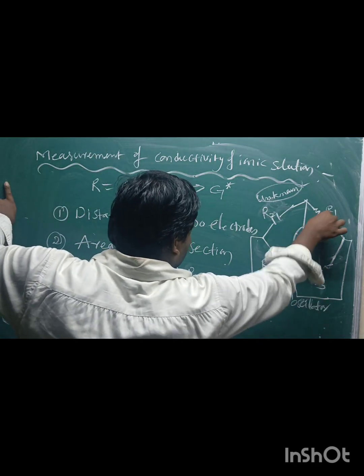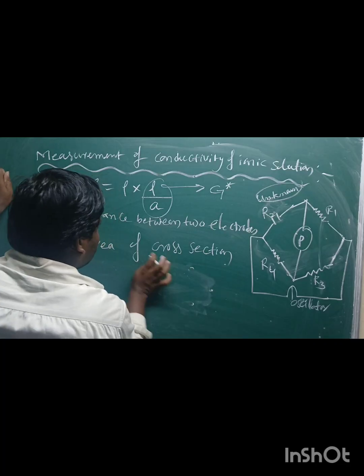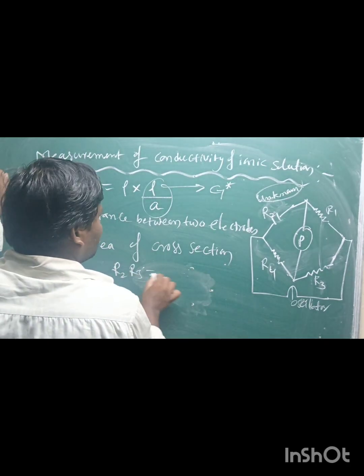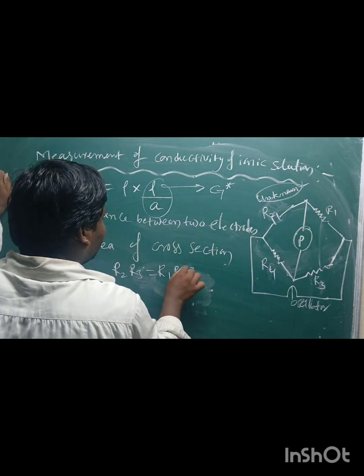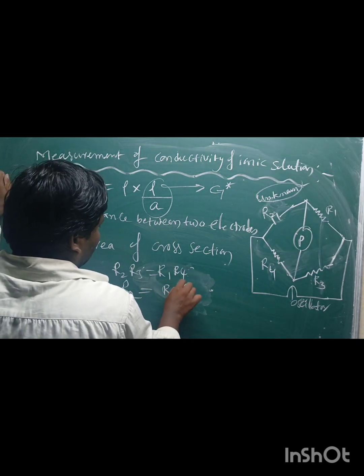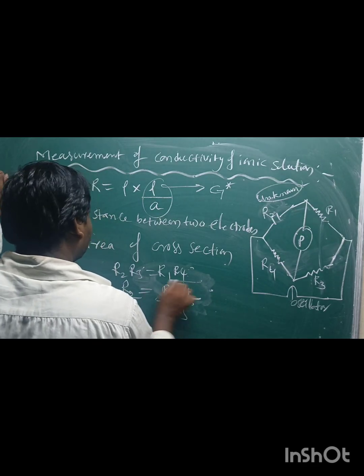Opposite ones are multiplied, these two, R1 into R4. R2 into R3 is equal to R1 into R4. Actually, this is the formula. Now I want the unknown resistance, R1 into R4 by R3.